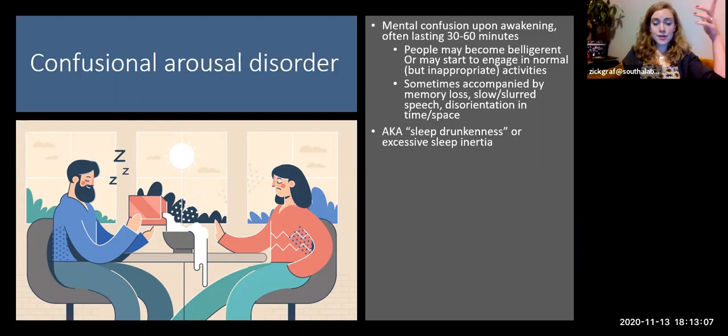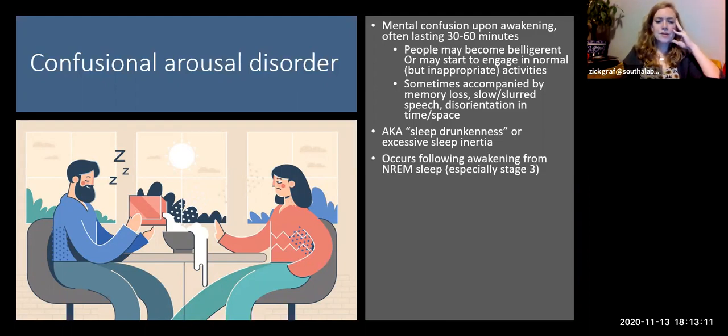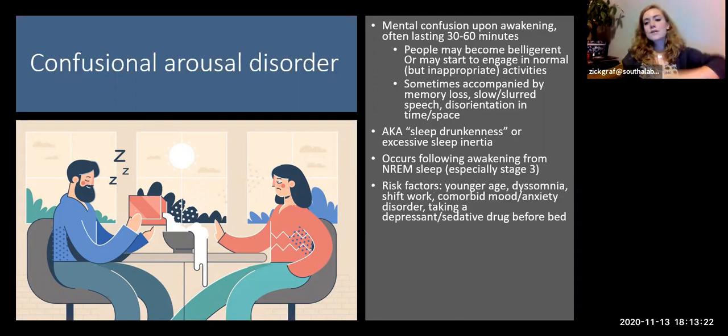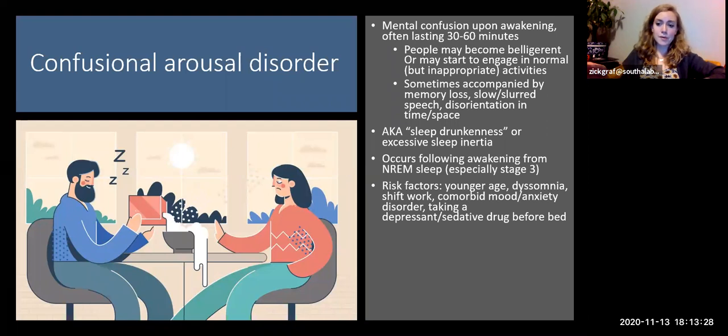This is also known as sleep drunkenness or excessive sleep inertia. It typically occurs when someone has been awakened from deep sleep, when someone is abruptly brought out of really deep sleep, but not during REM sleep. Some risk factors include being younger. Across the board, non-REM sleep disorders tend to happen more often in younger people, especially children.